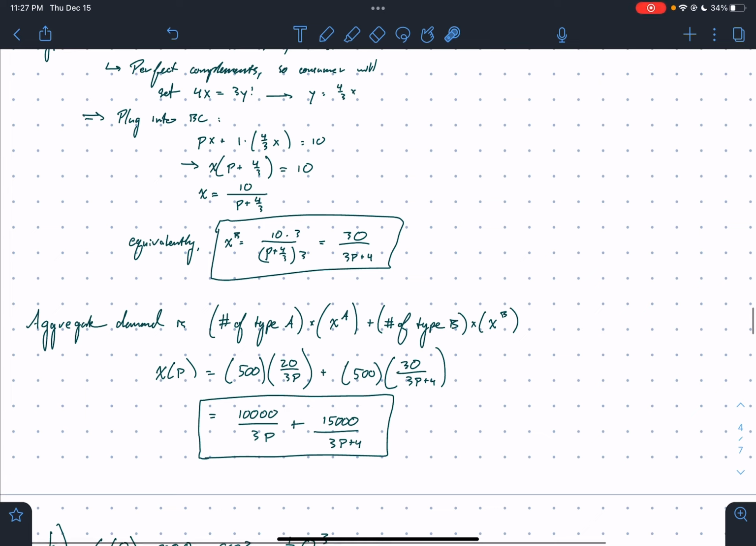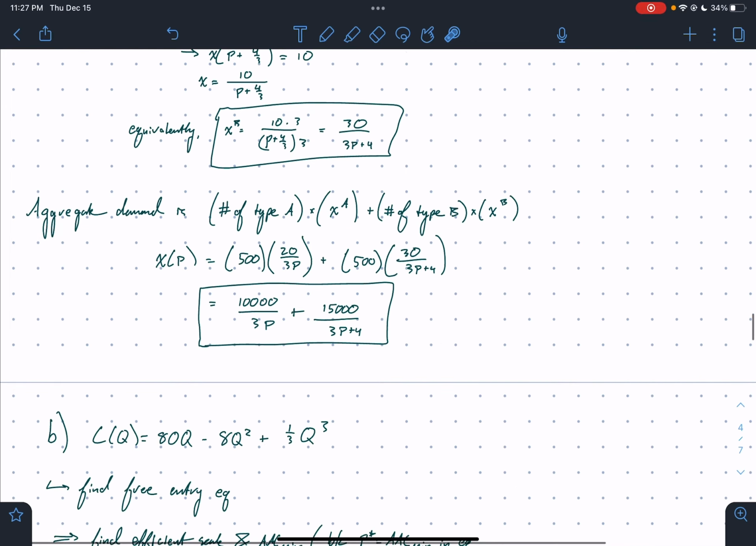So now we've found the demand for each type of consumer. The aggregate demand is the number of type A times the demand for type A, plus the number of type B times the demand of type B. We add these together and we get this result.